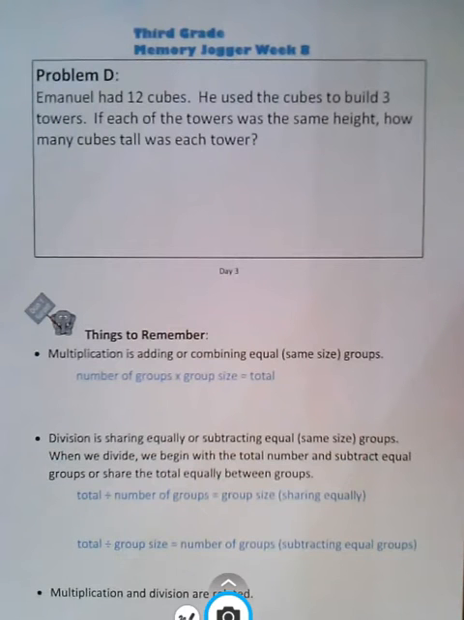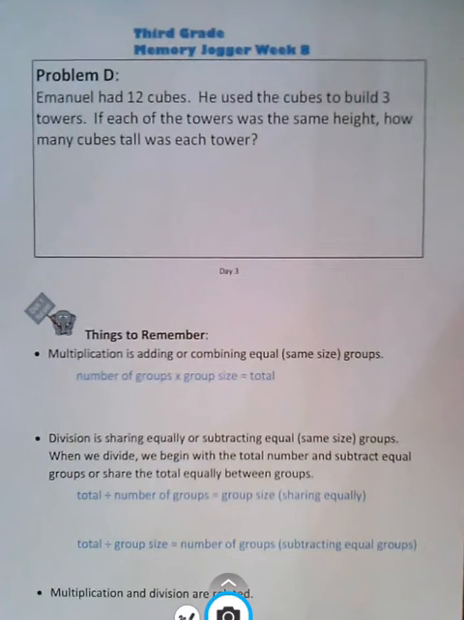Let's take a look at week 8, day 3, problem D. Emmanuel had 12 cubes. He used the cubes to build 3 towers. If each of the towers was the same height, how many cubes tall was each tower?